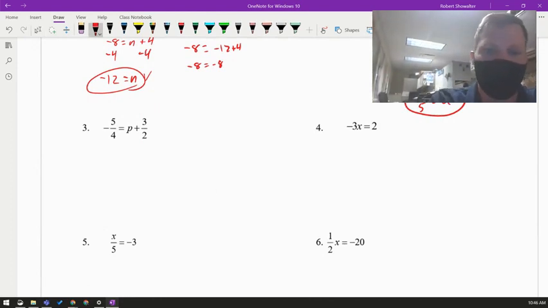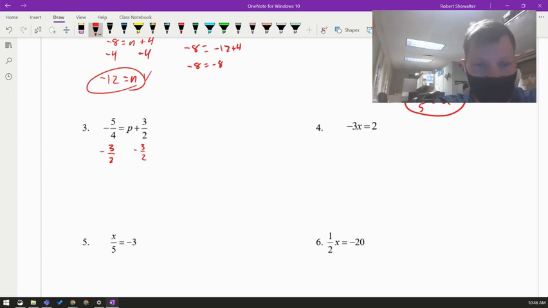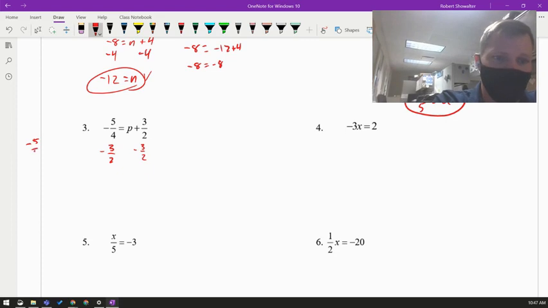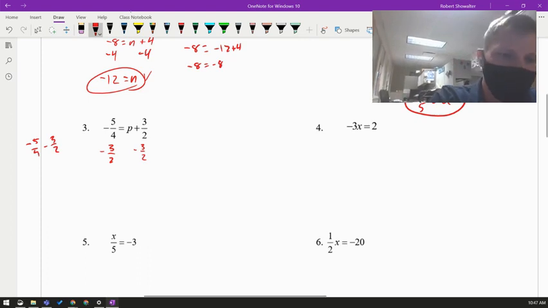What's happening to P? Well, we have something added to it, so we're going to do the opposite sign to it to reverse it. So we're going to subtract it from both sides. And off to the side, I'm going to do negative 5/4 minus 3/2. In order to subtract them by hand, we need a common denominator. So instead of minus 3/2, we're going to have to get a common denominator of 4. So we're going to multiply top and bottom by 2, 6/4.